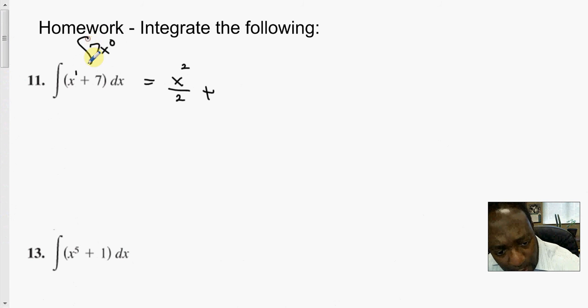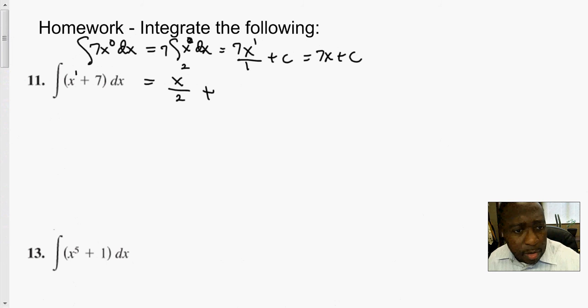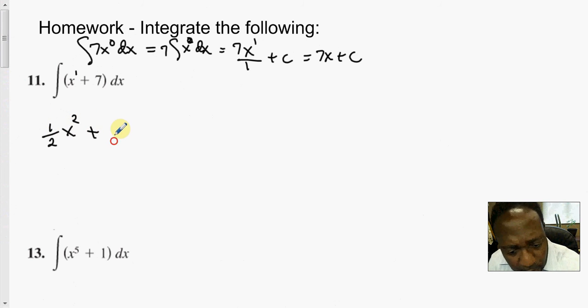So we integrate this. This is 7. We can put the constant in front of the integral, times x to the 0 dx. So this is 7 times x to the 0 plus 1 is 1 divided by 1, plus some constant. So we get 7x plus c. So here, we have 1/2 times x squared plus 7x plus c.